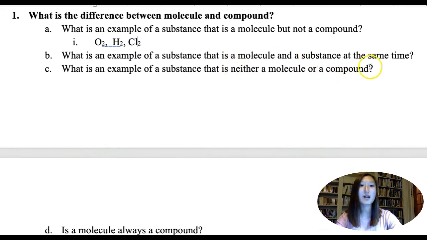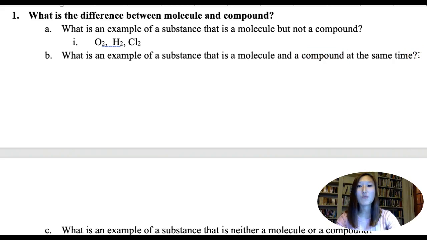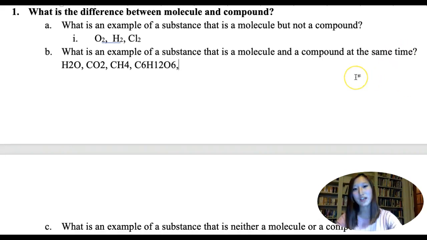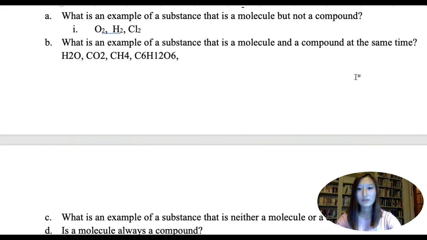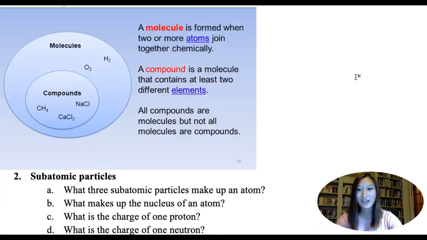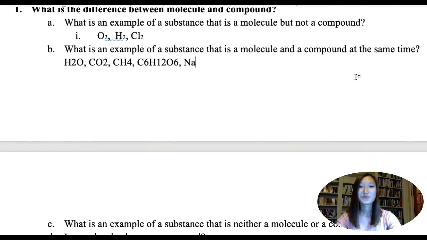What is an example of a substance that is a molecule and a compound at the same time? Please change this on your paper. That will be H2O, CO2, CH4, C6H12O6. These should all be subscripts, and you know that already. What else could we do? Oh, sodium chloride, salt. All these are examples of a molecule and a compound at the same time because they have more than one kind of element.